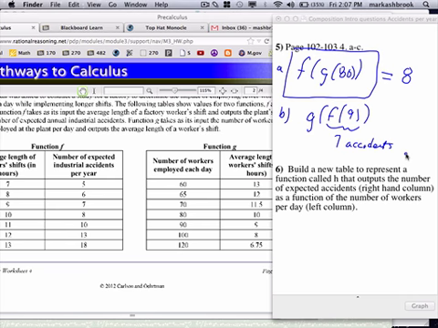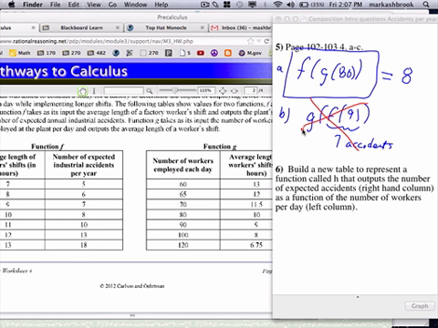It ain't happy. It won't give anything, right? G says, no, I don't want number of accidents. My function is to take the number of workers employed each day. That's all I do. I take the number of workers, and I give an average length of shift. I don't know anything about accidents. So it just rejects 7 accidents. Does it make sense?